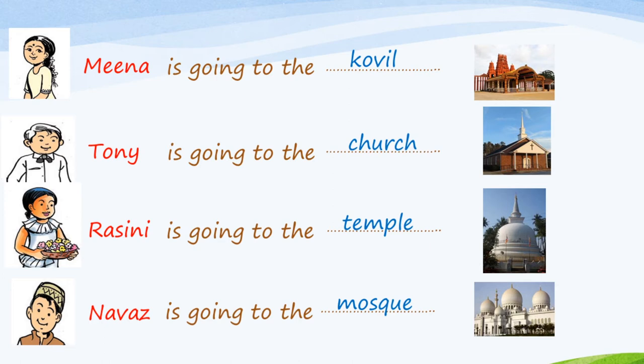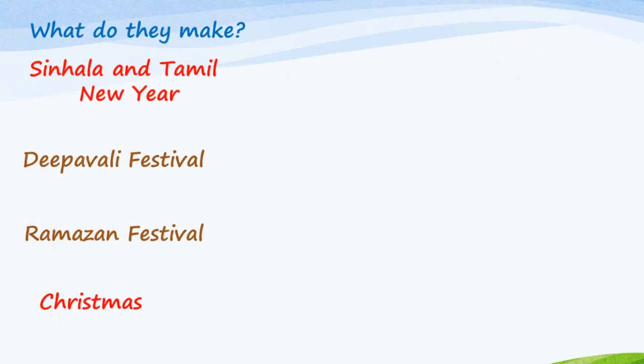Meena is going to the Kovil. Tony is going to the church. Rasin is going to the temple. Nawaz is going to the mosque.